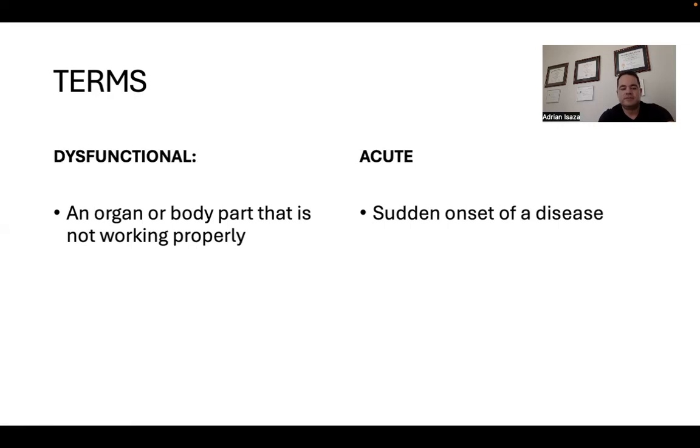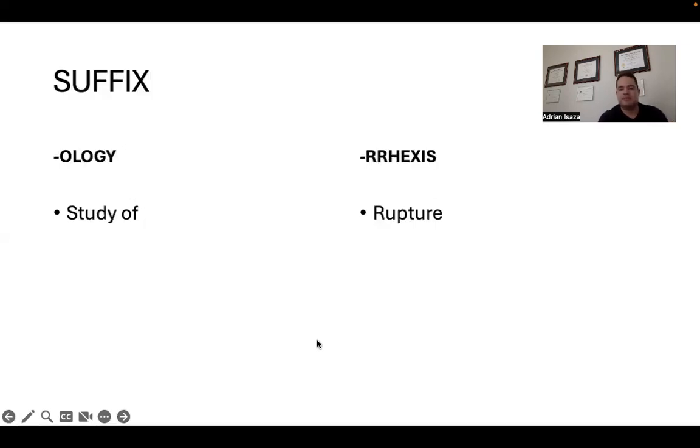Dysfunctional. Dys is a prefix meaning bad, painful, difficult, right? And dysfunctional, therefore, means an organ or body part that is not working properly. And then we have acute versus chronic. Acute means the sudden onset of a disease.